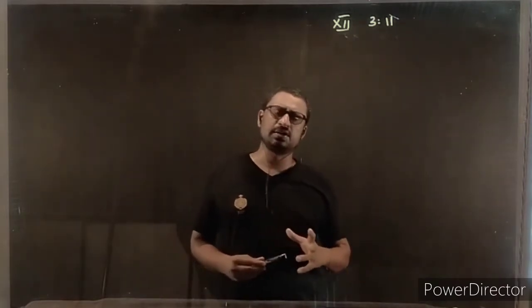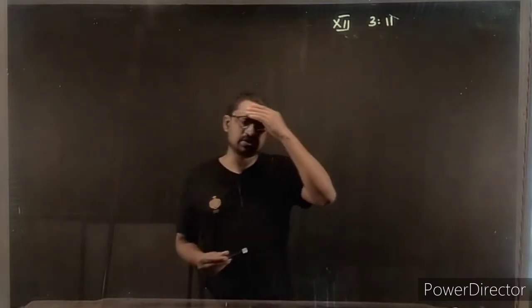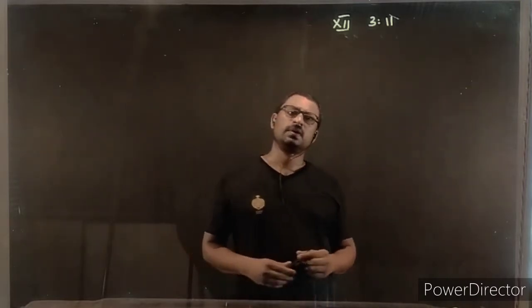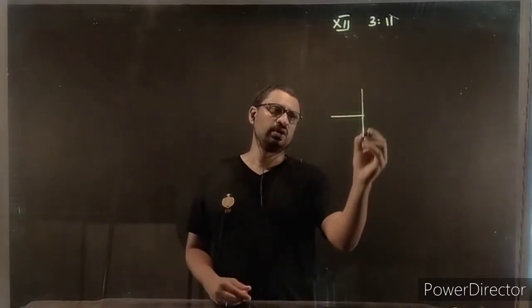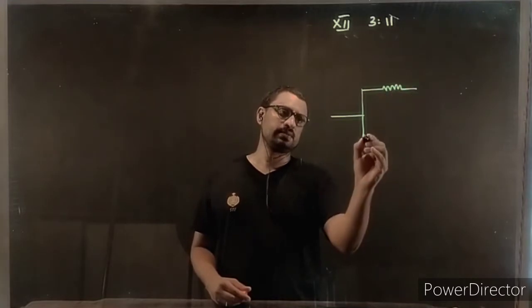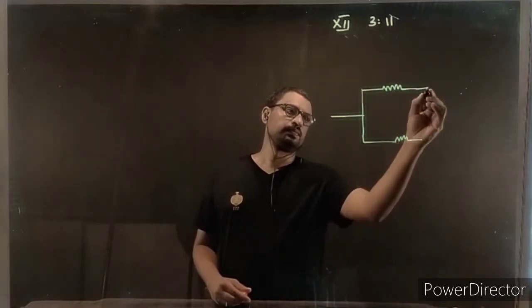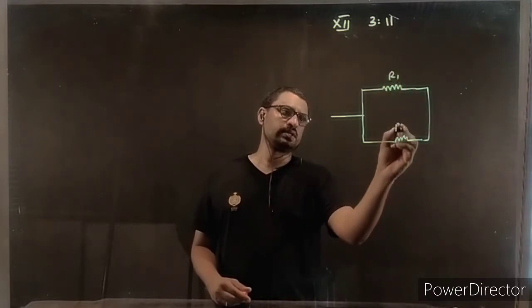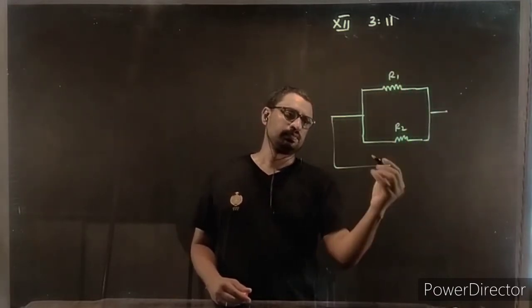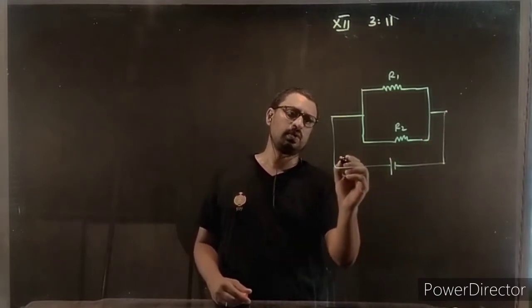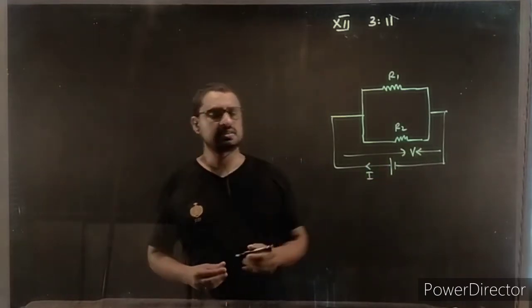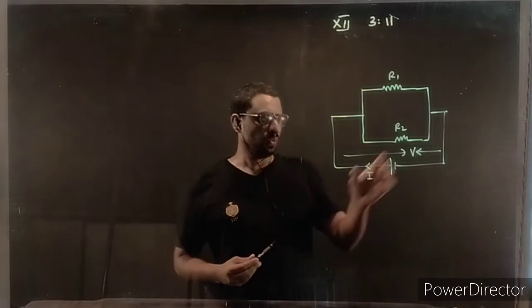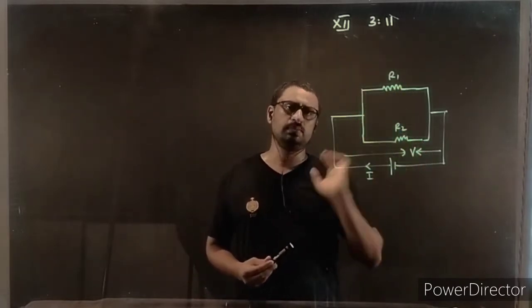We will discuss how the current is split in two resistors connected in parallel. Suppose we have two resistors connected in parallel like this. One is R1 and here is R2, connected to a cell. It provides a total potential difference of V volt and current I starts to flow. V is the potential difference and that will be the same for all.